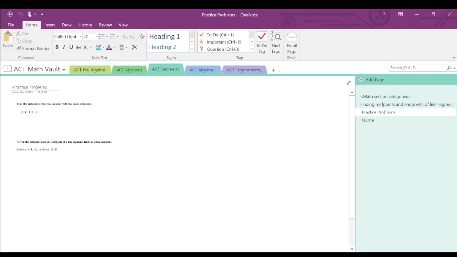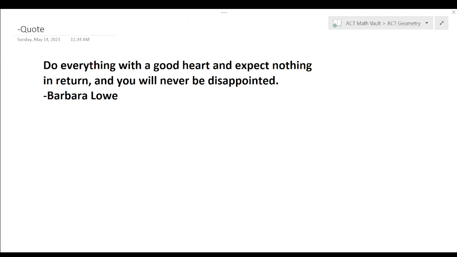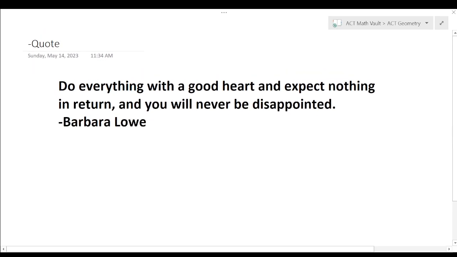Okay, so to leave you with a quote, my favorite things to keep me going, let's talk about this one. Do everything with a good heart and expect nothing in return, and you will never be disappointed. I really like this because this is something I'm working on, not having expectations that are too high in life.